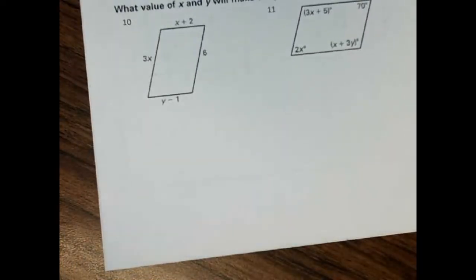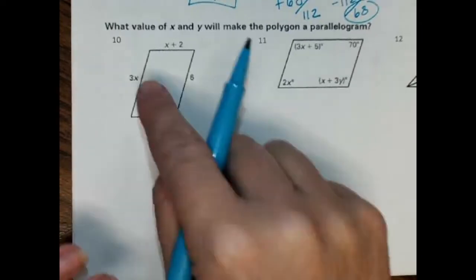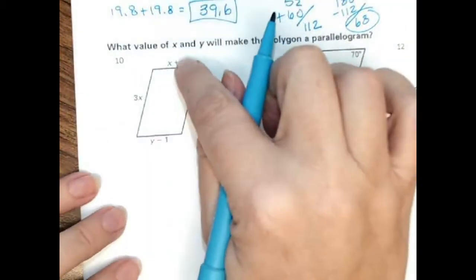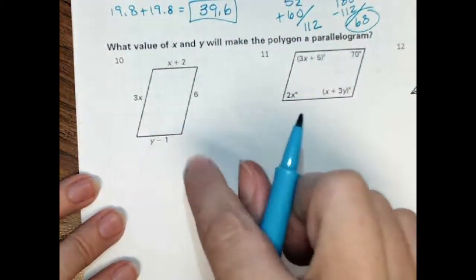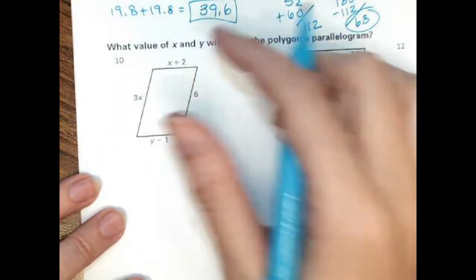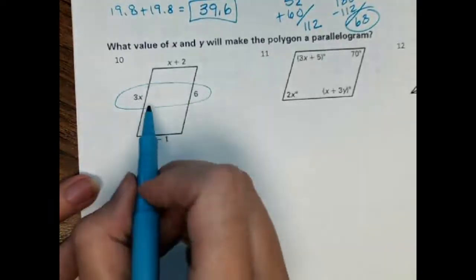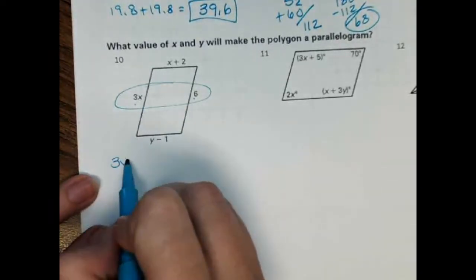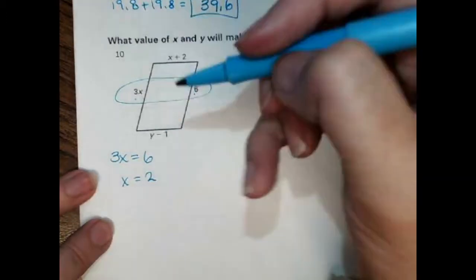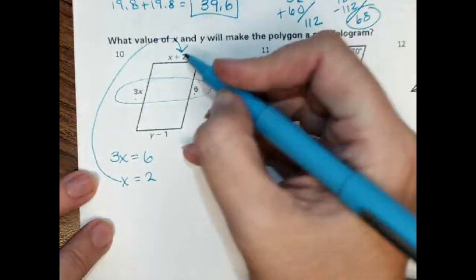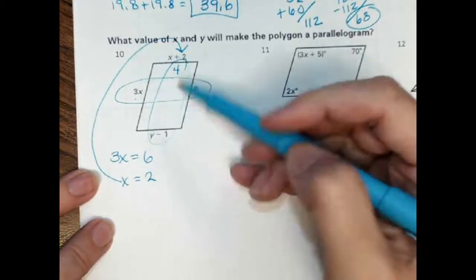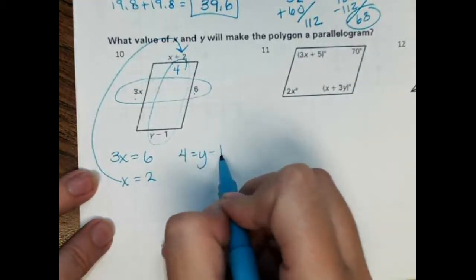So I really like this first problem, number 10 here, because I've got x's and y's. And you have to decide what you can use to solve. Can I say this is equal to this? Well, I could say that, but I can't solve if I've got an x and a y in one equation. But I can solve with these. I know 3x equals 6, and we can solve that. And I get x equals 2. Now I can plug this in up here and get that this side up here is 4. And now I can say 4 equals y minus 1. So y is 5.